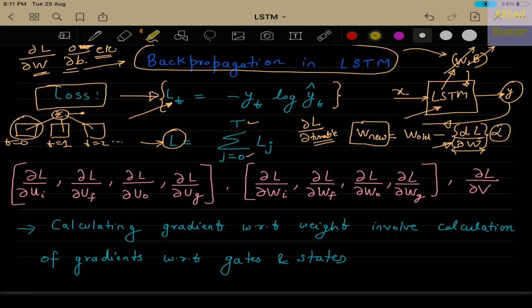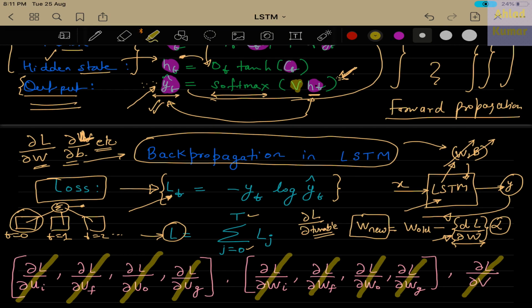So that is what is written over here. As you can see, we are calculating the derivative of the loss with respect to Ui, that is the weight U present in the input gate, and the same for this one for the forget gate, this for the output gate, and this for the candidate state. Corresponding to the same, we will have the derivative of the loss with respect to the weight W here, for the forget gate, output gate, and candidate gate. And finally this is the loss with respect to the weight V, which is here. This is the final weight V at the output stage.